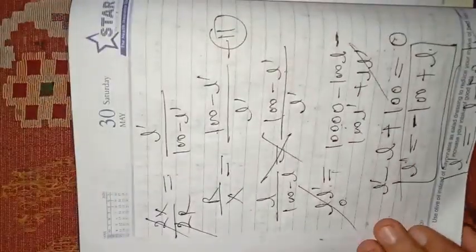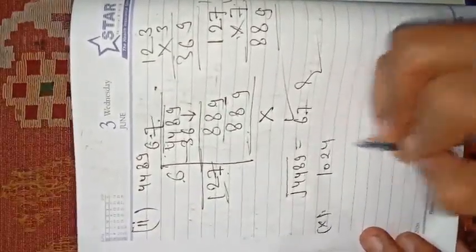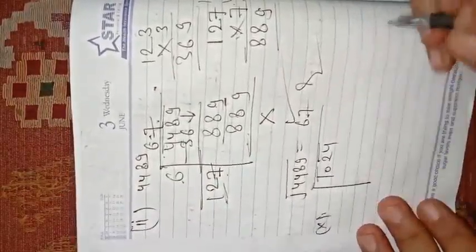I hope you understood this. Now students, let us solve one more part, 1024. That's your 10th part maybe. 1024. So firstly make the pair. I am solving it here right now.